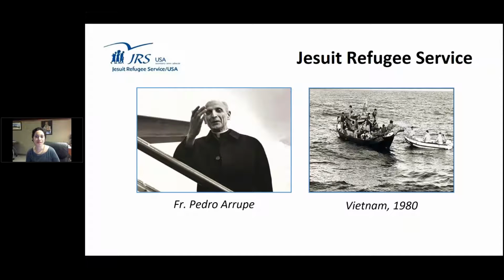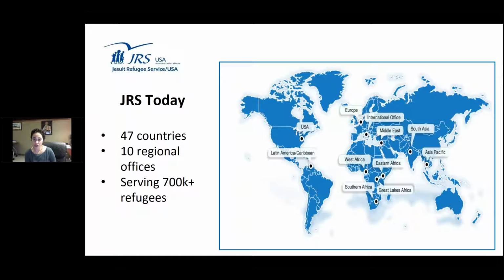Now, JRS, again, some of you might be familiar with us, but for those of you who aren't, we were founded 36 years ago in 1980 by Father Pedro Arrupe, who was then the Superior General of the Jesuits. During that time, there were thousands of Vietnamese boat people who were fleeing Vietnam, looking for safety and security. And he saw this taking place and put a call out to his fellow Jesuits to respond. That took a variety of forms, but predominantly what came of that call to action was the formation of Jesuit Refugee Service, now an independent 501c3 non-governmental organization.